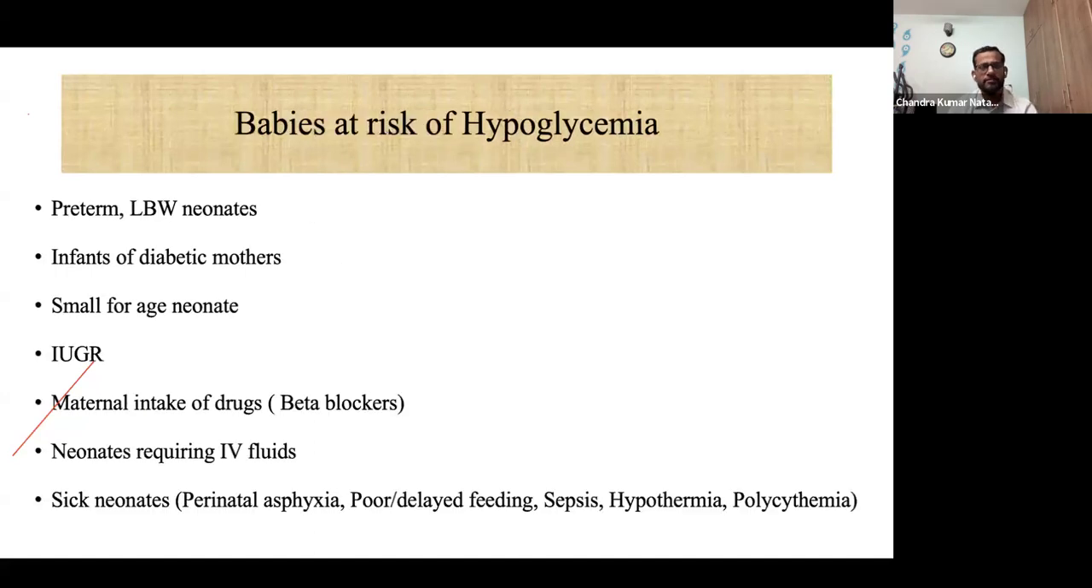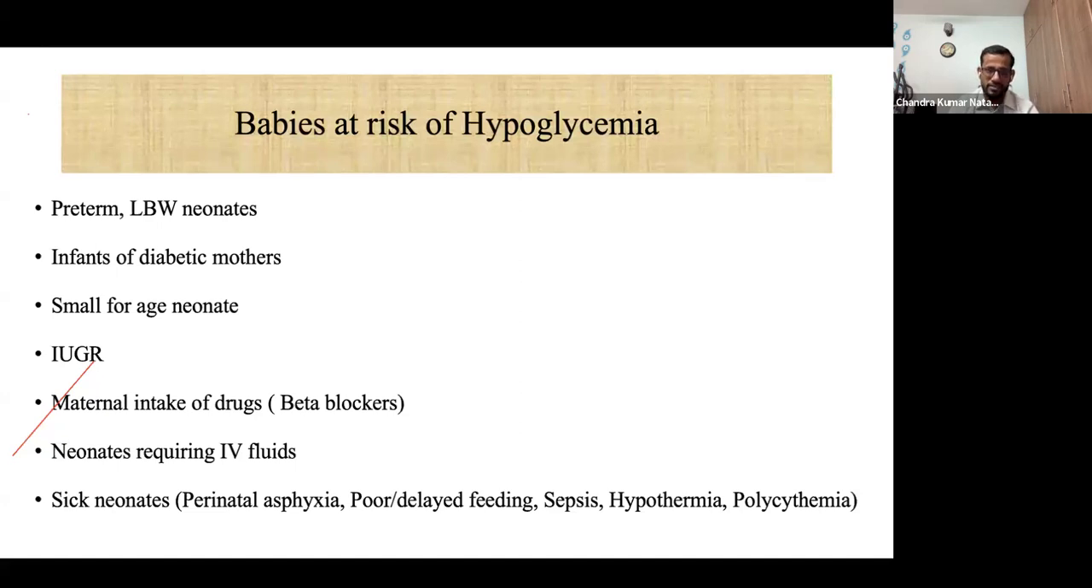So which babies are at risk of hypoglycemia? Preterms, low birth weight neonates. Okay. Why? Because these babies have a low reserve of glycogen, and hence they are not able to sustain glucose levels if there is no adequate feeding or intravenous fluids. Infants of diabetic mothers, why are these babies at risk of hypoglycemia? Because they have hyperinsulinism.